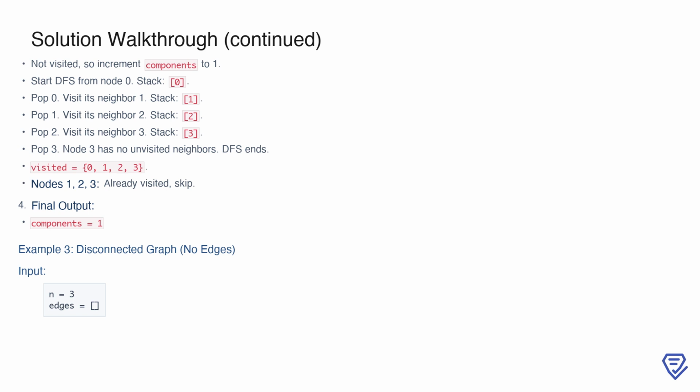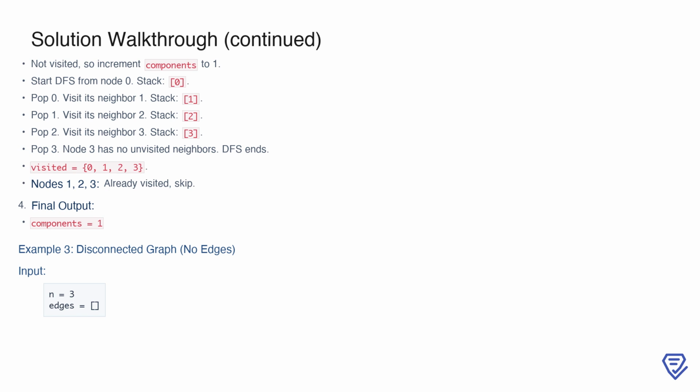We pop node 0, visit its neighbor node 1, and add it to the stack. Next, we pop node 1, visit its neighbor node 2, and push it onto the stack. Then, we pop node 2, visit its neighbor node 3, and add it to the stack. Finally, we pop node 3, which has no unvisited neighbors, so the DFS ends.